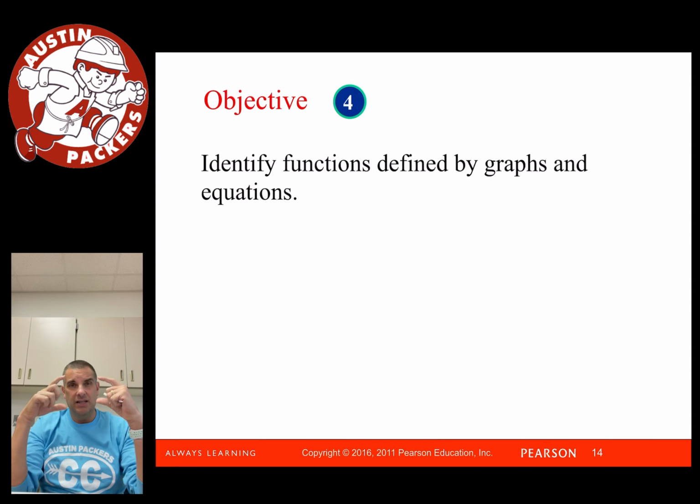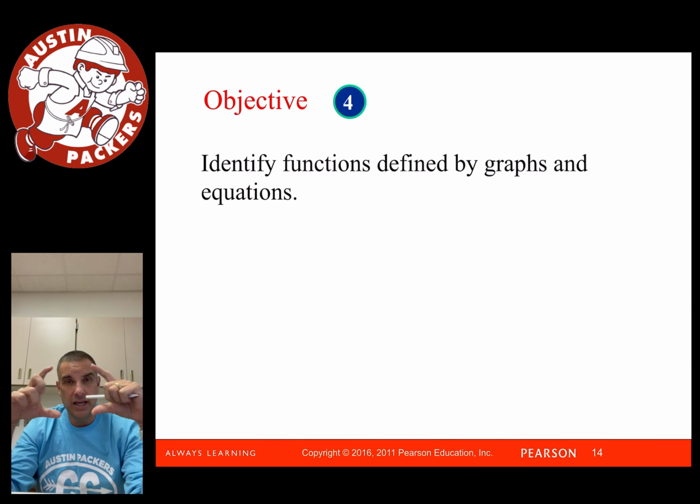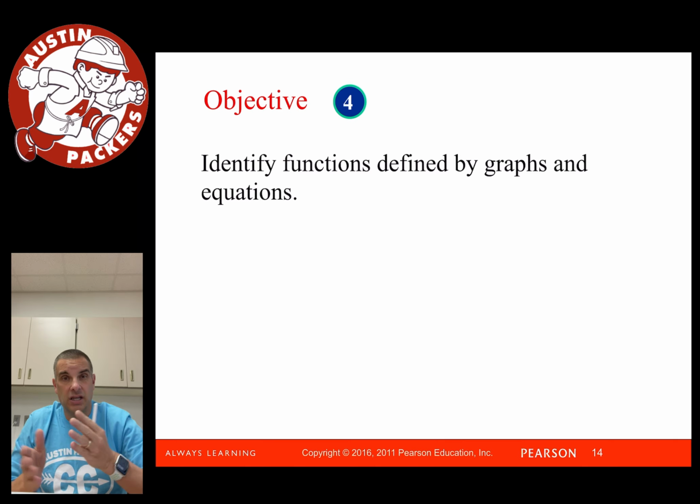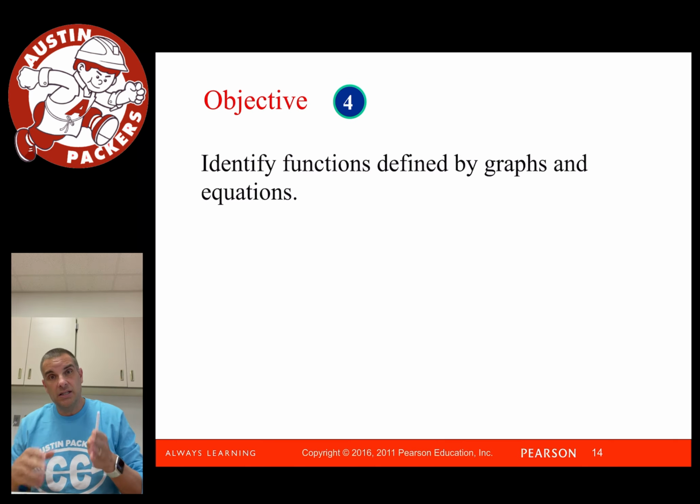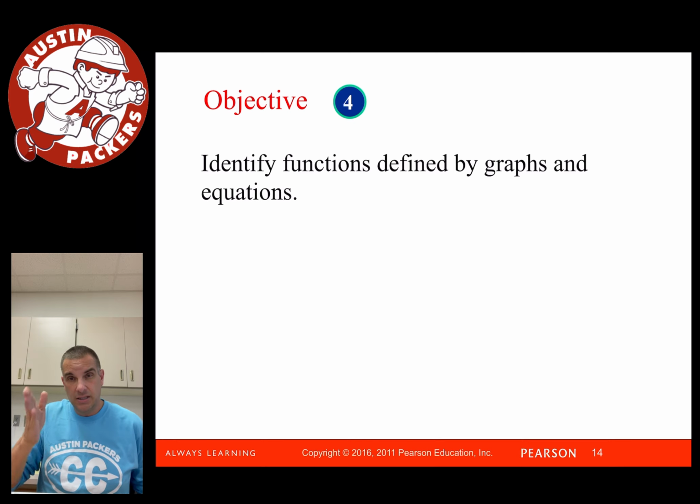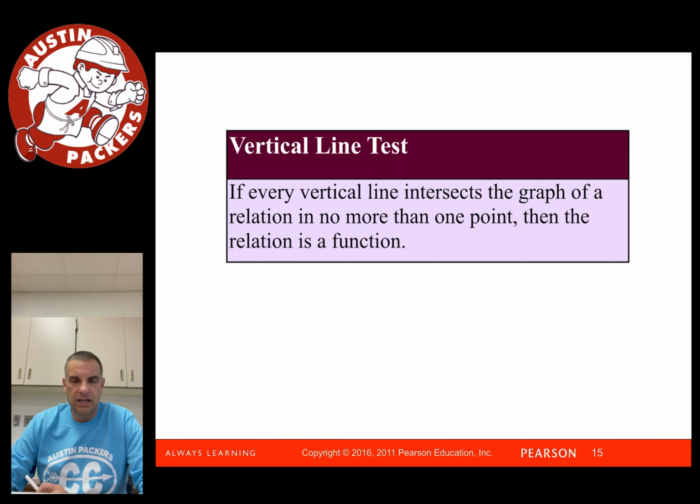So we're able to identify if something is a function by looking at its ordered pairs or looking at its domain and range. And again, remember, if the domain repeats, if the x value repeats, then it's not a function anymore. But you can also determine if a relation is a function by looking at a graph by using what we call the vertical line test. A vertical line test, if you draw a vertical line on a graph, and it intersects the graph in more than one spot, then it's not a function. If it intersects it in only one spot, then it's going to be a function.